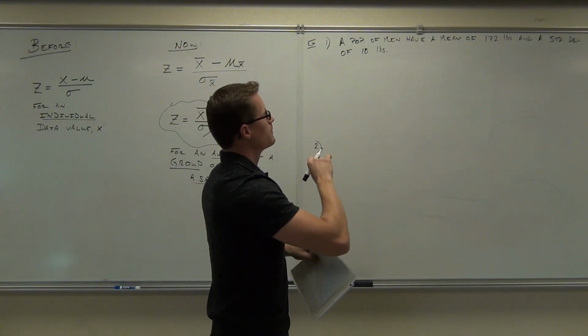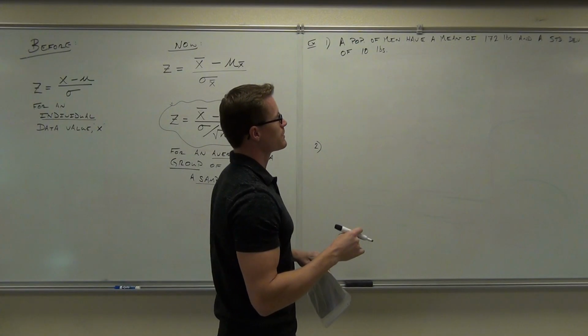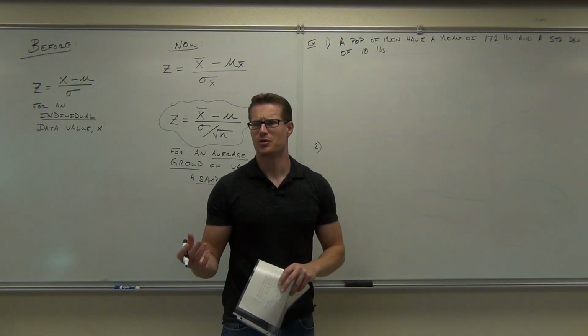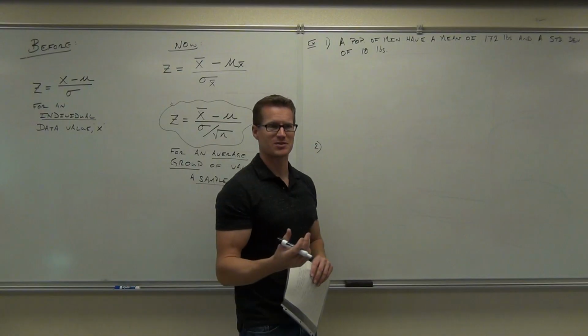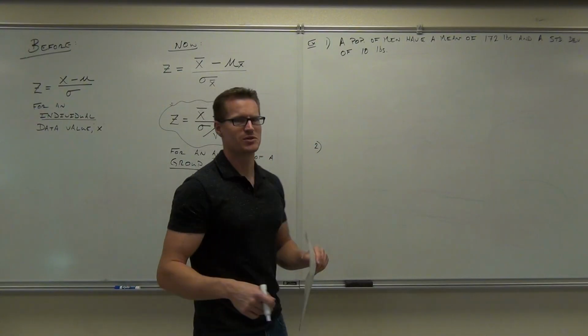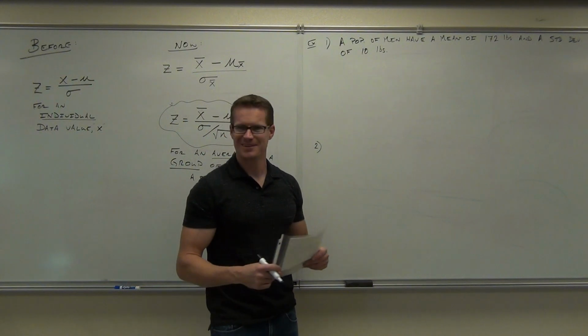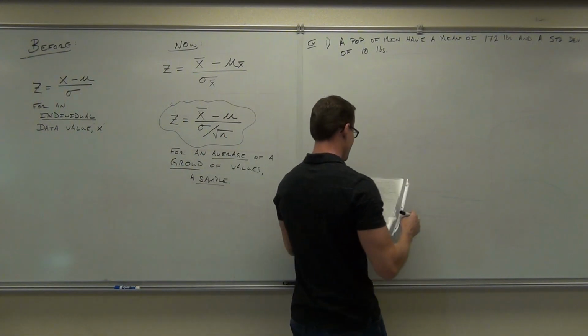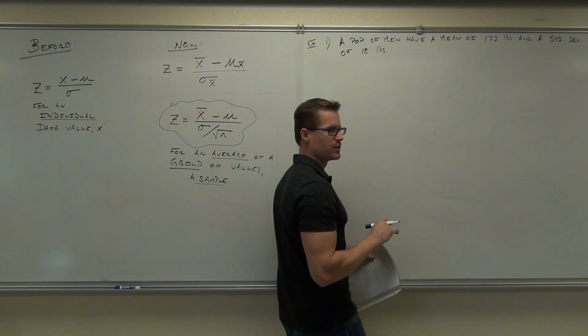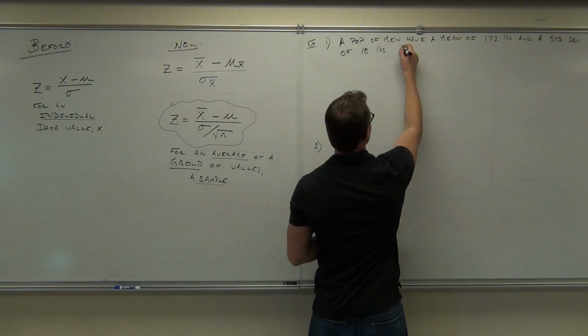So a population of men have a mean of 172 pounds and a standard deviation of 10 pounds. Of course, I mean the weight of. I didn't put weight, but hopefully you understand that pounds is weight. We're talking about weight. Find the probability that a randomly selected man will weigh more than, say, 185 pounds.